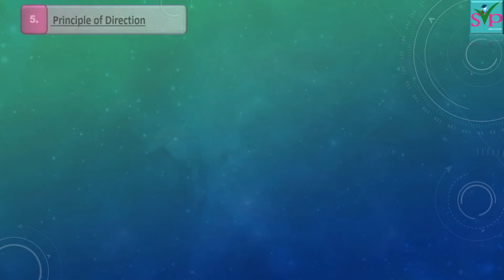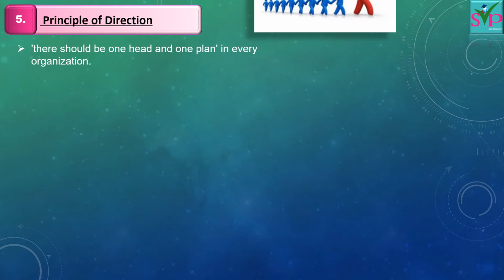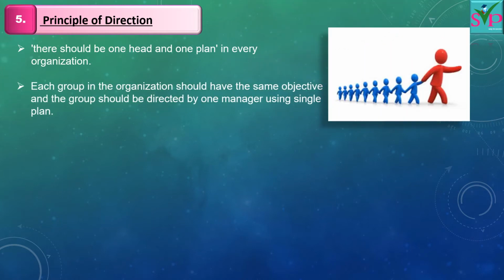Fifth principle is principle of direction. There should be one head and one plan in every organization. Each group in the organization should have the same objective and the group should be directed by one manager using a single plan. Here it means that there should be one plan for a group of activities having similar objective. सारे एम्प्लॉइज का एक ही और सेम ऑब्जेक्टिव होना चाहिए and with the help of one single plan, manager should direct the employees.